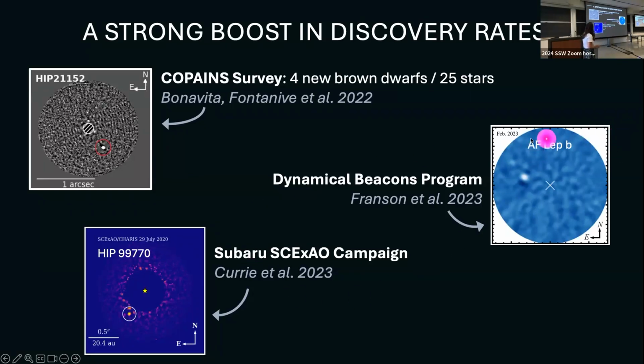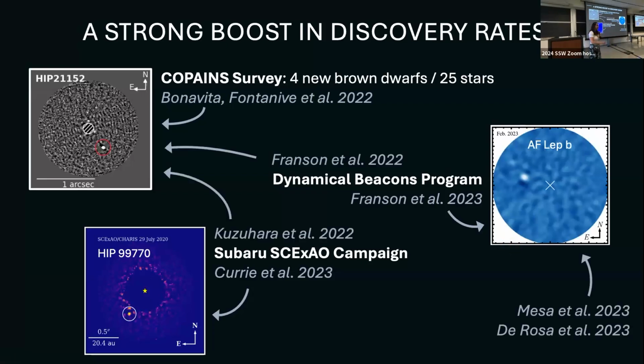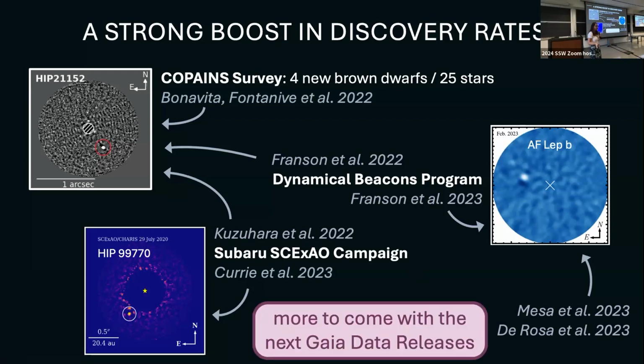You've probably heard about these other systems here. We've talked about AF Lep b a couple of times. And actually, I want to highlight that we've been boosting the number of detections so far, but a lot of these actually came from the same few teams. So most of the detections we've made have been simultaneously found by multiple of the teams doing this, which is always a good scientific validation, of course. But hopefully with the next Gaia data releases, we'll have more of these stars with stellar accelerations, and hopefully these numbers are gonna keep going up.